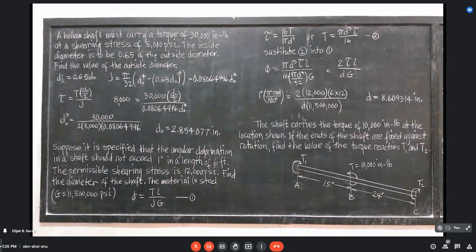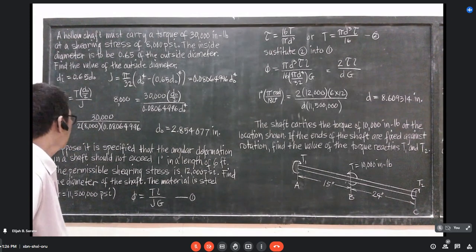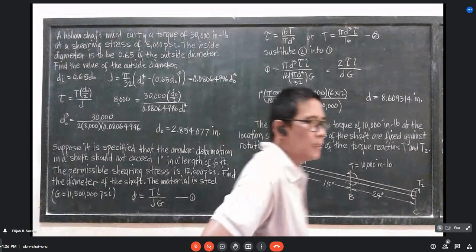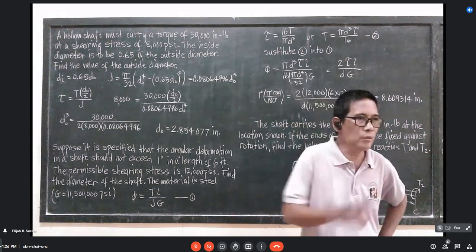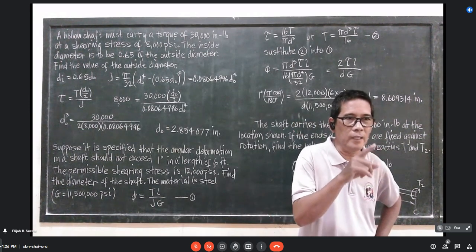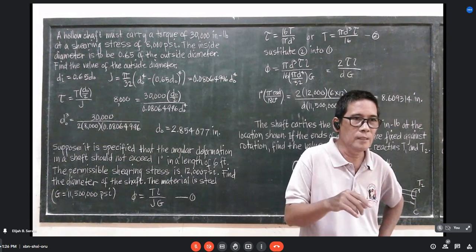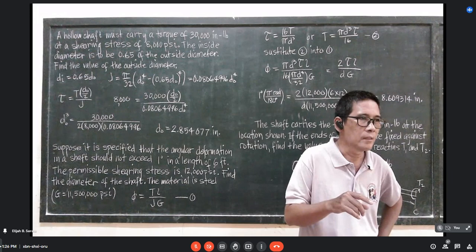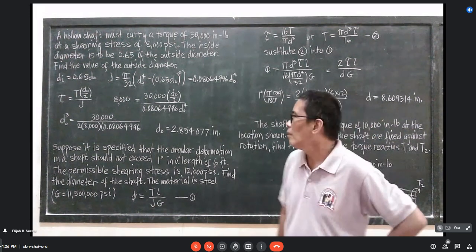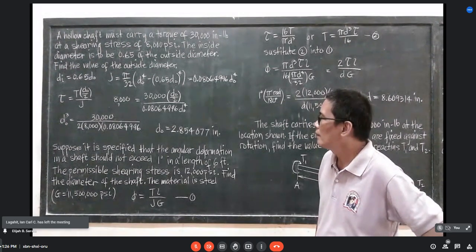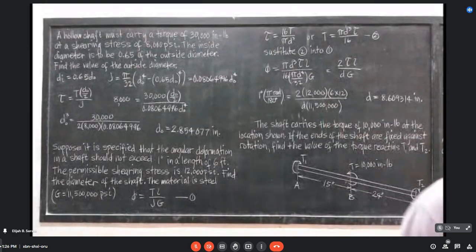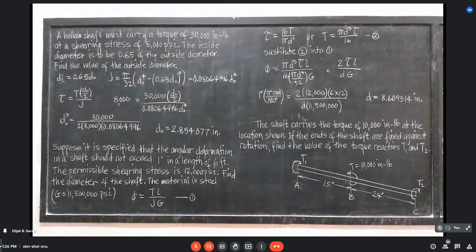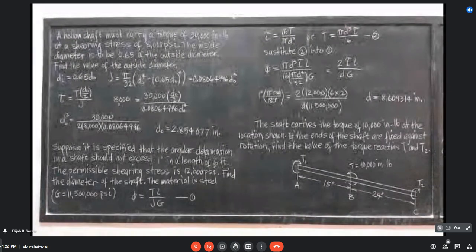The first is that you have a hollow shaft. Remember, our formula for a shaft: J is pi D to the fourth over 32, while I is pi D to the fourth over 64. Is that correct? One of them is 32 and the other is 64. Isn't I the one that is 64?